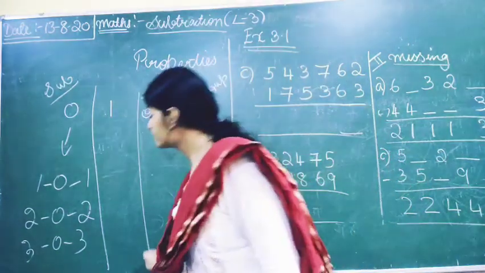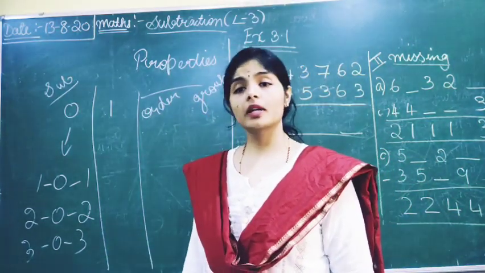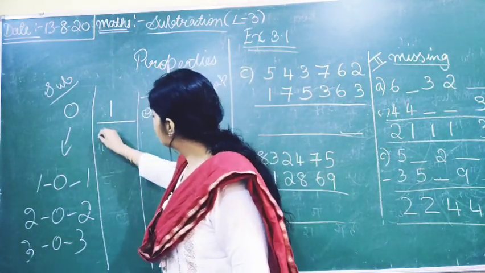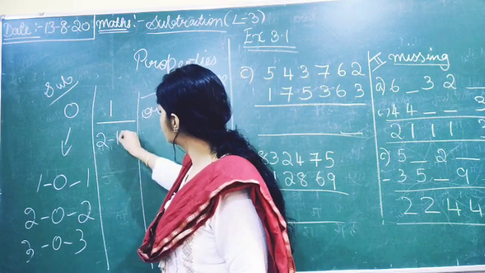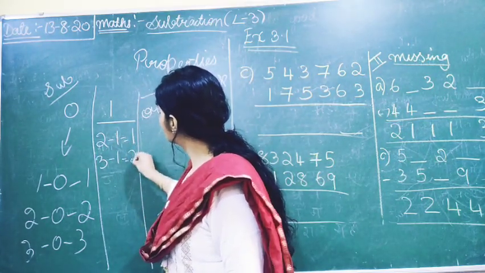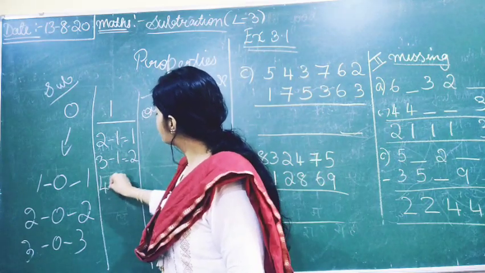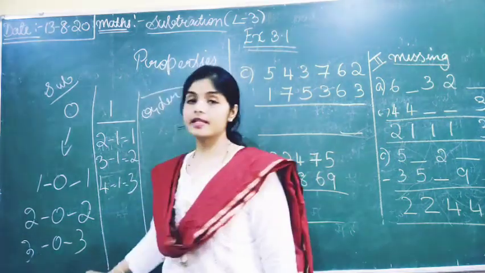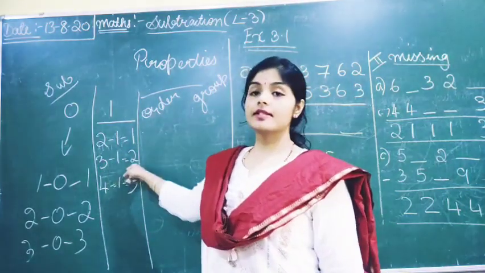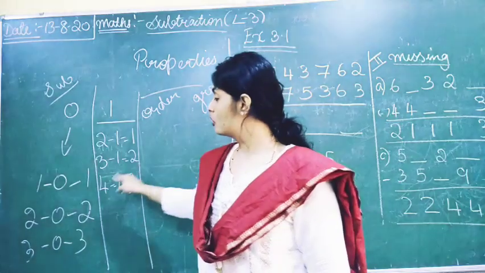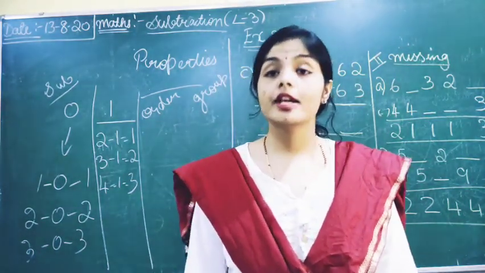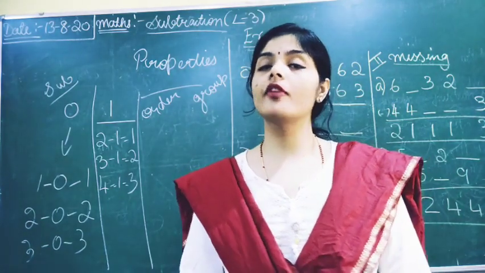Now 1. If you talk about 1, what comes in your mind? If you subtract 1 from any number, 2 minus 1 is 1. 3 minus 1 is 2. 4 minus 1 is 3. Can you see, children? Any number you subtract with 1, you get the predecessor of that number.